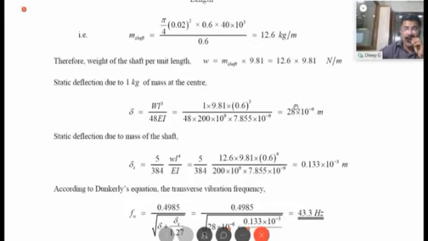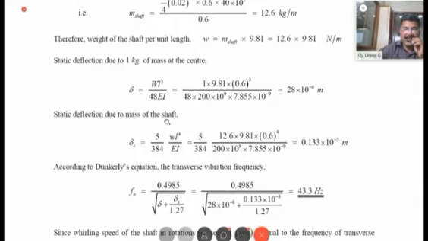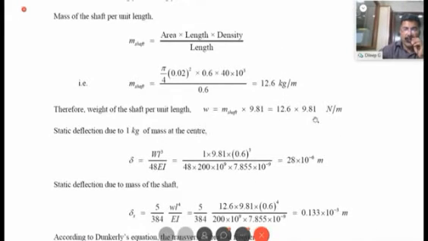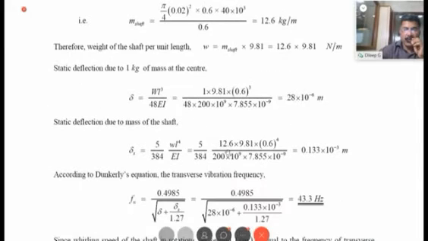That is the deflection of the shaft under the load 9.81 Newton, that is at the center due to the constant load. Now the static deflection due to self weight, delta S, that is maximum deflection at the center due to self weight, is 5 divided by 384, small w L raised to 4 by EI. Small w you have already found out. It is 12.6 into 9.81. So 5 by 384 into w, 0.6 raised to 4 divided by E, 200 into 10 raised to 9 into 7.855 into 10 raised to minus 9. So you will be getting it as 0.133 into 10 raised to minus 3 meter.